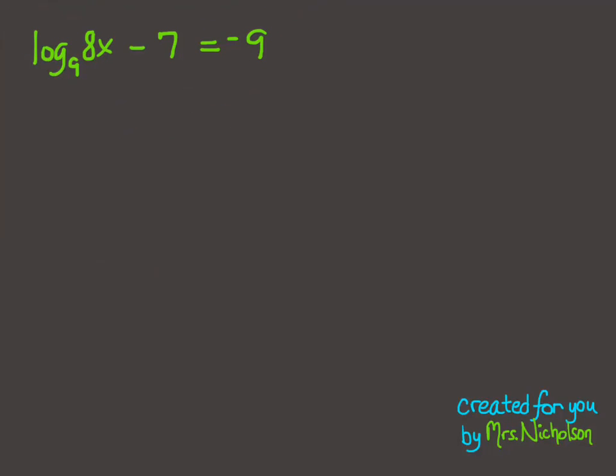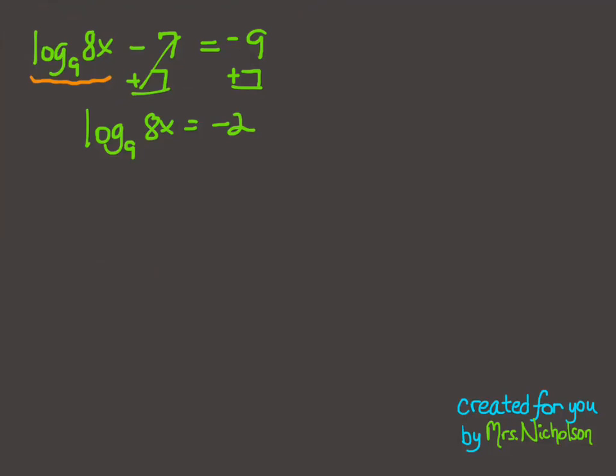In this one, it's not going to be quite as simple because I don't have a log on both sides. I just have this one logarithmic expression. So if I'm going to solve this, I need to get this logarithmic expression all by itself. Just like we were doing with the exponentials, you need to get that expression by itself. So I'm going to start out by adding 7 to both sides. And so I have log base 9 of 8x is equal to negative 2. So now I have the log by itself.